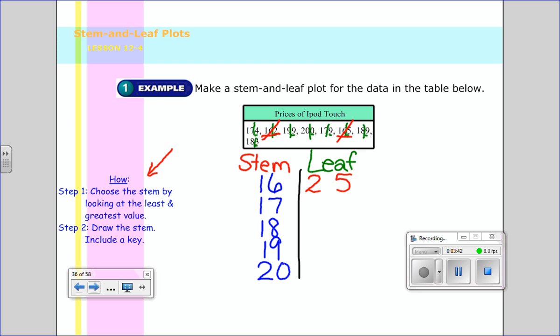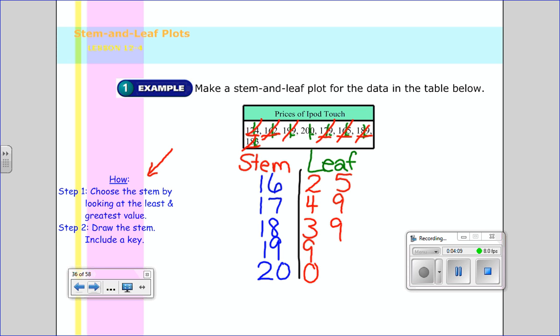Now I look at the 17s. I see a 174, 179. So 174 comes first, then 179, because again, it's going in order. For the 18s, I have 189 and 183, so I put in a 3 and a 9. For 199, there's only 1, and for 200, there's only 1. There we go, so we drew the stem.